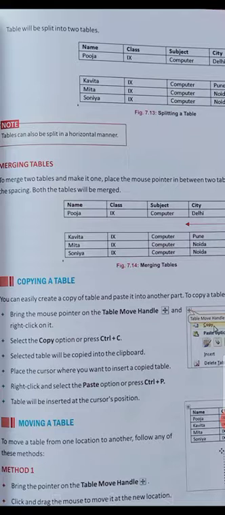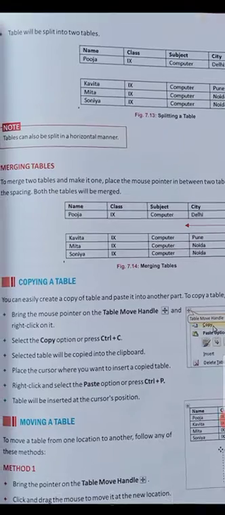Copying a table means how to copy a table. If you want to copy a table, bring the mouse pointer to the table move handle and right click on it. We have the table move handle to handle our table. So you just click on this. After clicking here, it will provide an option, Copy. You can directly do it. We just select our table and press Ctrl+C from the keyboard, or do it with the mouse.